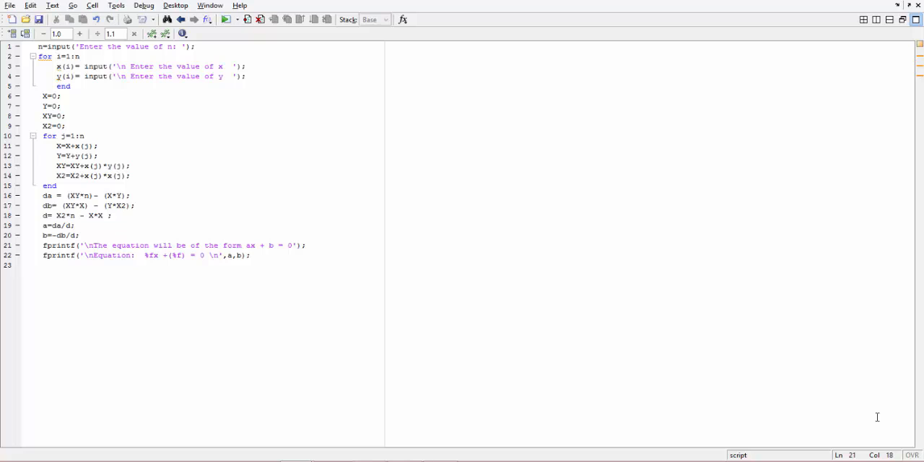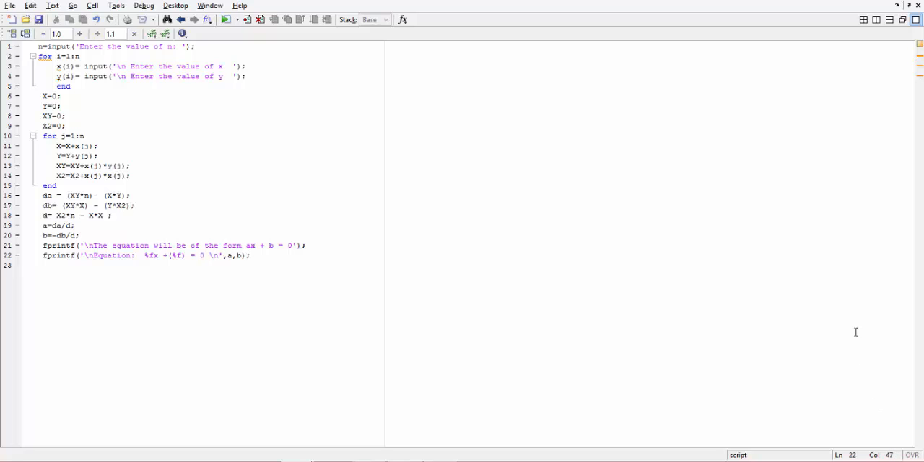Once we get this, we use fprintf, which is the syntax for printing the answer. The equation will be in the form of, as we all know, ax plus b. In the next step we have written percentage f for x, because we are finding a. A is a number, it could be an integer, or it could be a decimal value. So we put percentage f in front of x plus, so this is ax, plus here we need b, so it is percentage f again is equal to 0. Now why is it a comma b? Because the first percentage f represents ax, and the second percentage f represents b, ax plus b.